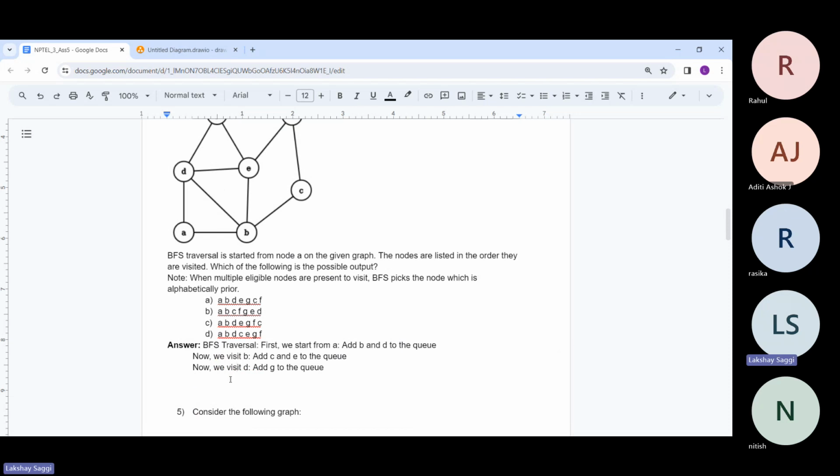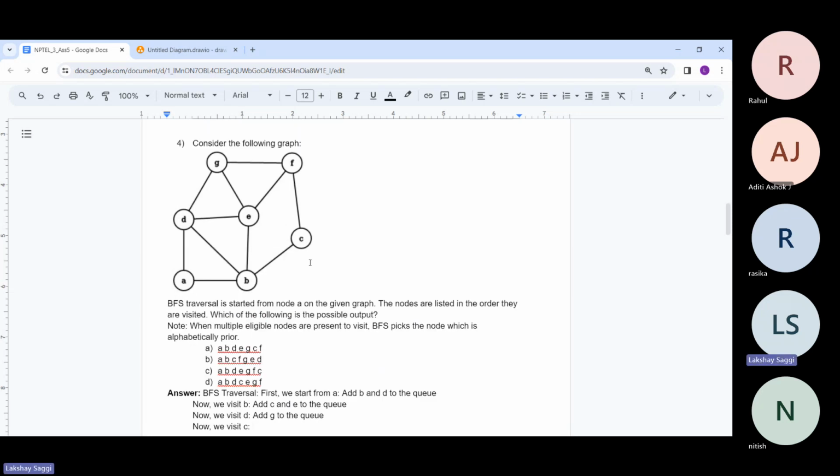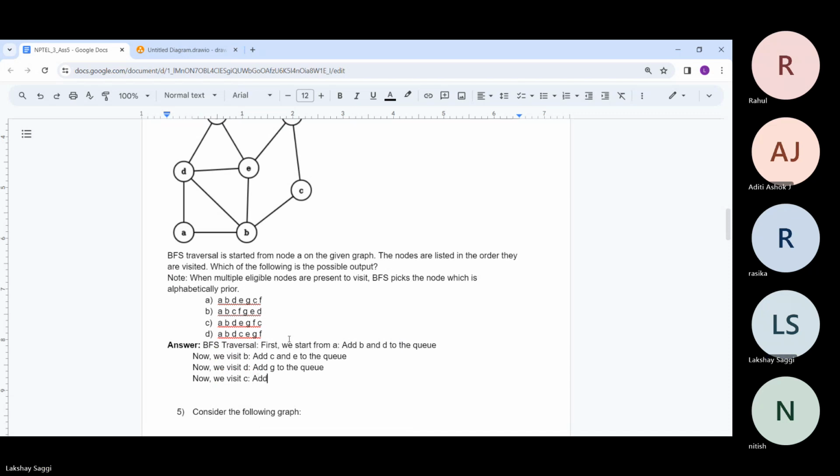Now we visit C. As soon as we visit C, we'll add the neighbors of C; the only new neighbor is F. Add F to the queue. And after visiting C, the next node is E. So now we visit E.